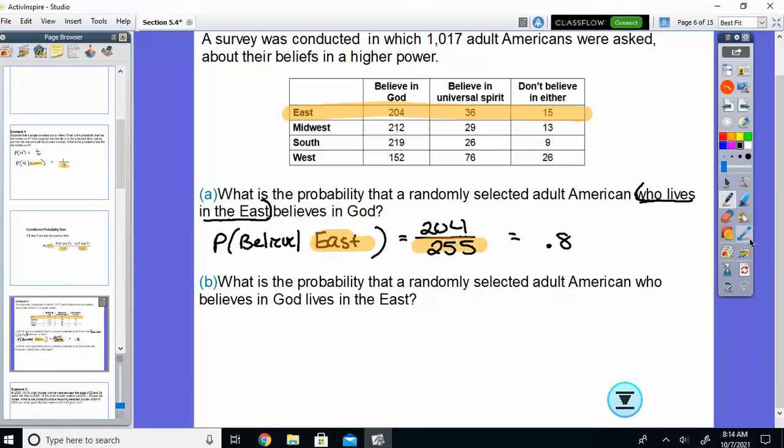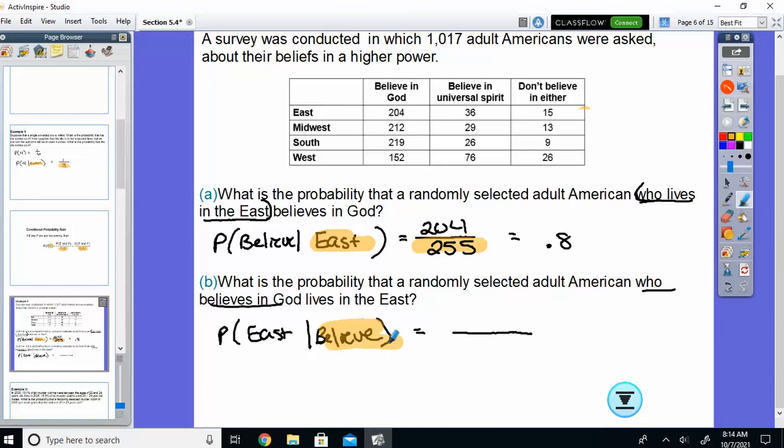All right, let's look at B. What is the probability that a randomly selected adult who believes in God lives in the East? What did I change here? The order of the sentence. What do I know for sure at this point? They believe in God. Okay, so that is my condition that I know. And I'm trying to find the probability of what? That they are. Since they live in the East.